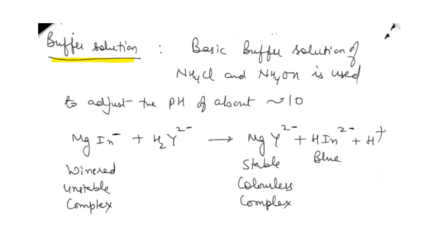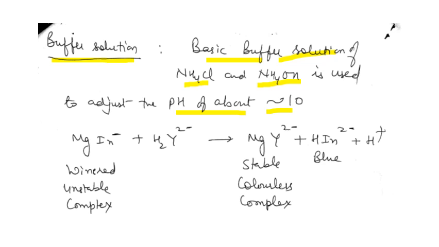So which type of buffer solution? Buffer solutions are of two types, acidic buffer and basic buffer. When we want to maintain an acidic pH, below 7, we use an acidic buffer. And if we want to maintain the pH in the alkaline, basic range, we should use a basic buffer. As we have to maintain pH 10, we have to use a basic buffer solution. So a basic buffer solution of ammonium chloride and ammonium hydroxide is used for pH 10.